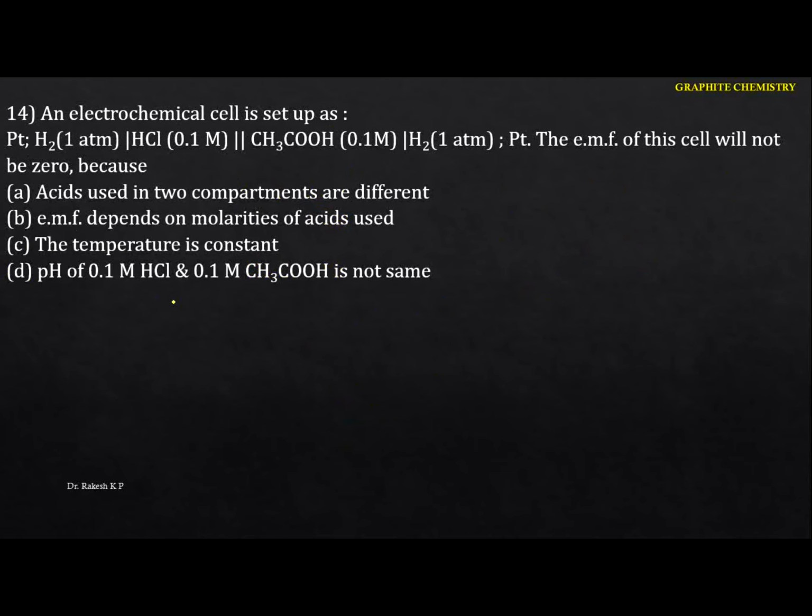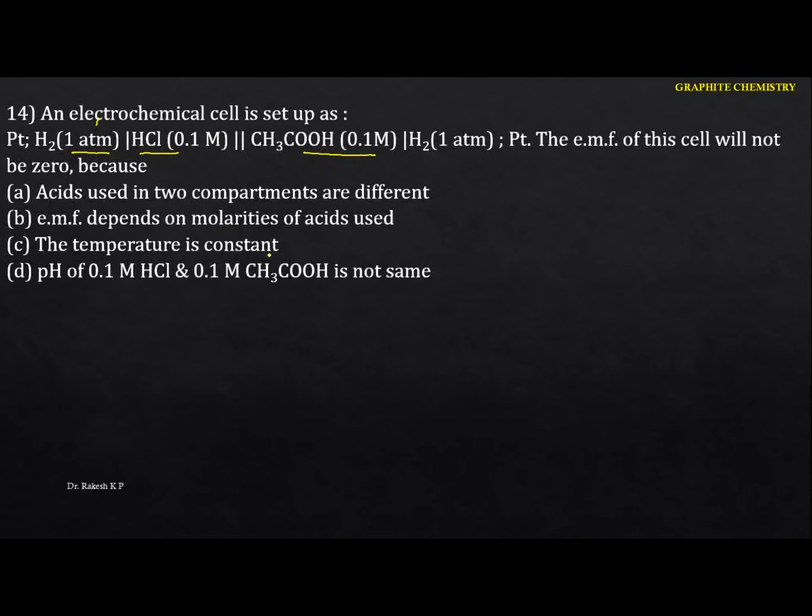An electrochemical cell is set up as follows. You just identify this one: this is the platinum here, but see this one, hydrogen gas at 1 atmosphere, dipped in the 1 molar HCl. And the next thing is here we have acetic acid, the concentration is the same. The EMF of this cell will not be 0 because the acids used in the two compartments are different here. EMF depends on the molarity of the acid used here.